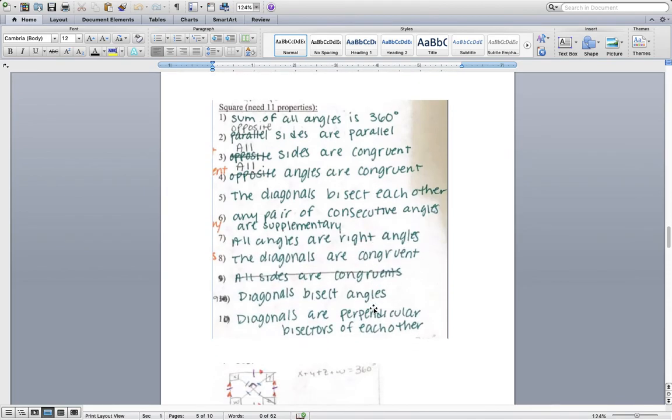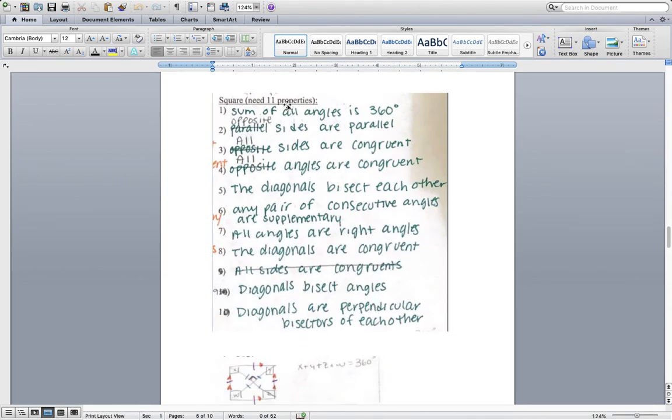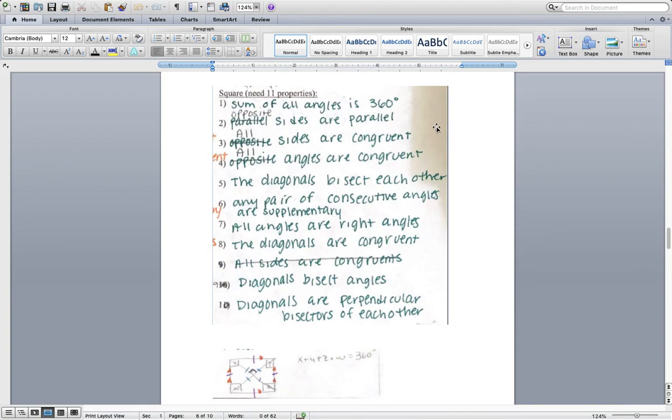All right, and then a square. This one needs 10 properties. So it's going to be very similar. You're going to write the properties next to the rhombus's properties, and you're going to compare them. They're going to be very similar. The sum of all the angles is 360. Opposite sides are parallel. All sides are congruent in a square. All angles are congruent. Okay, that's different. That's every single angle is going to be congruent to each other. The diagonals bisect each other. Any pair of consecutive angles are supplementary. Okay, so those are all very similar to rhombus's properties up to this point.